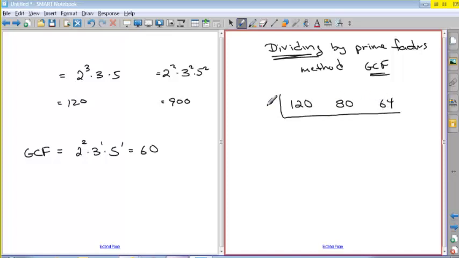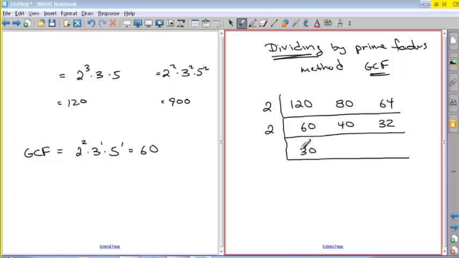Well, since they're all even, I'm just going to start there, 2, and then you divide every one of them. Then you go to see if you can divide them all by 2 again, which I can, because they're all even. So I get 30, 20, and 16. Okay. Can I divide them by 2 again? Yes. 15, 10, 8. Now, can I divide all these by 2?